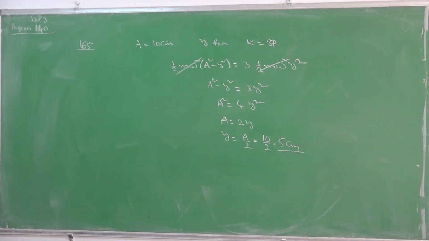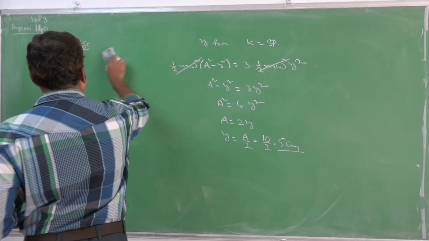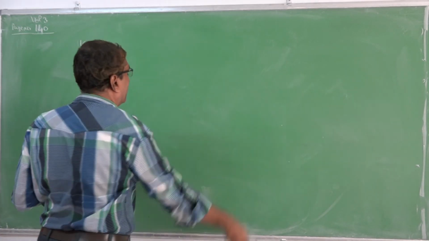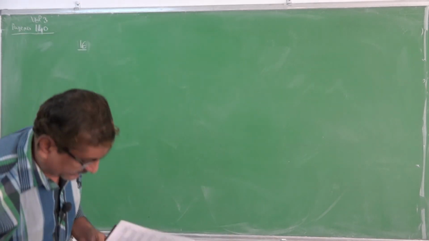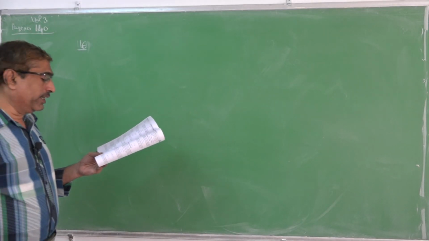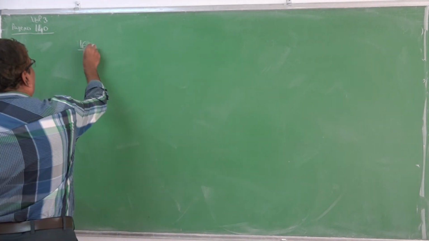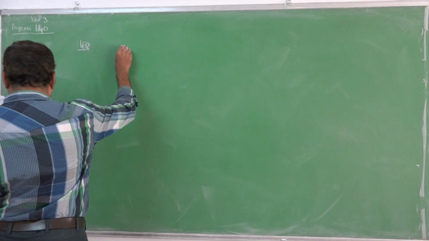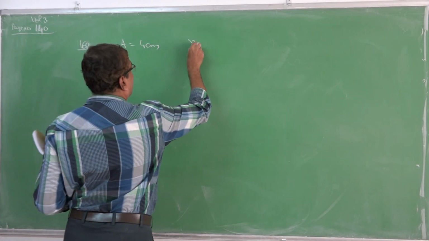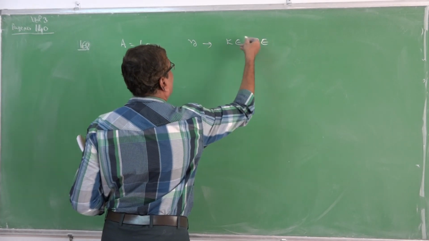Now, next one, 168. A particle executing SHM with an amplitude 4 centimeter. At what position from equilibrium position is its kinetic energy equal to potential energy? Amplitude of the oscillation is 4 centimeter, and we have to find the displacement for which kinetic energy is equal to potential energy. Okay, simple one.